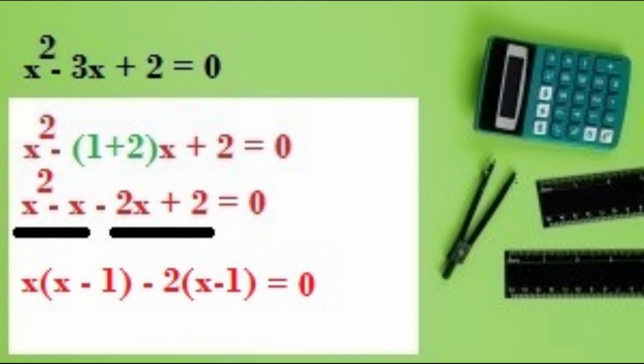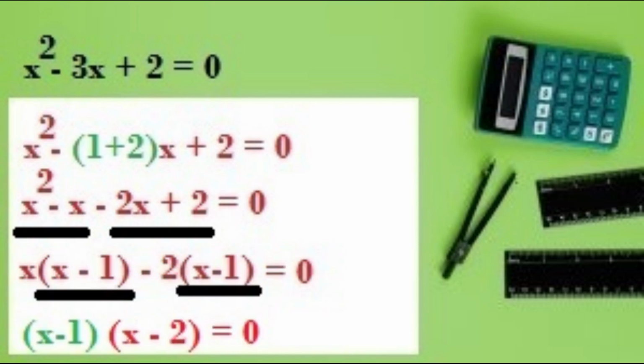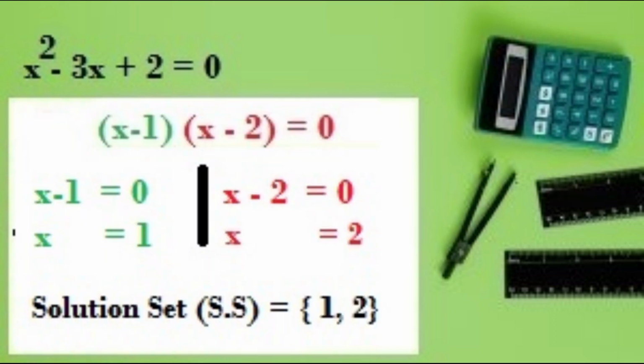So after taking this bracket as common, finally you get x minus 1, and the second bracket is x minus 2, and it is equal to 0. Now you have the product of these two brackets, x minus 1 and x minus 2, and the product of these two expressions is equal to 0. It means that each of these brackets is equal to 0. The x minus 1 is equal to 0. In order to find the value of x, you have to move this minus 1 to the right side, and if minus 1 moves to the right side, it becomes plus 1.